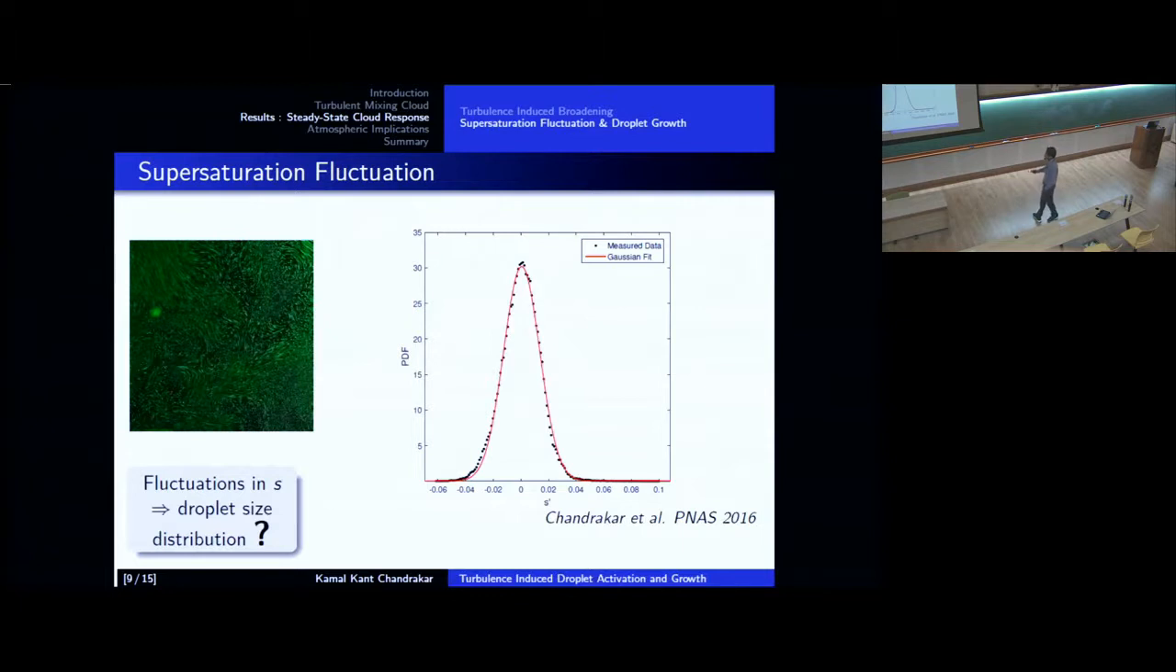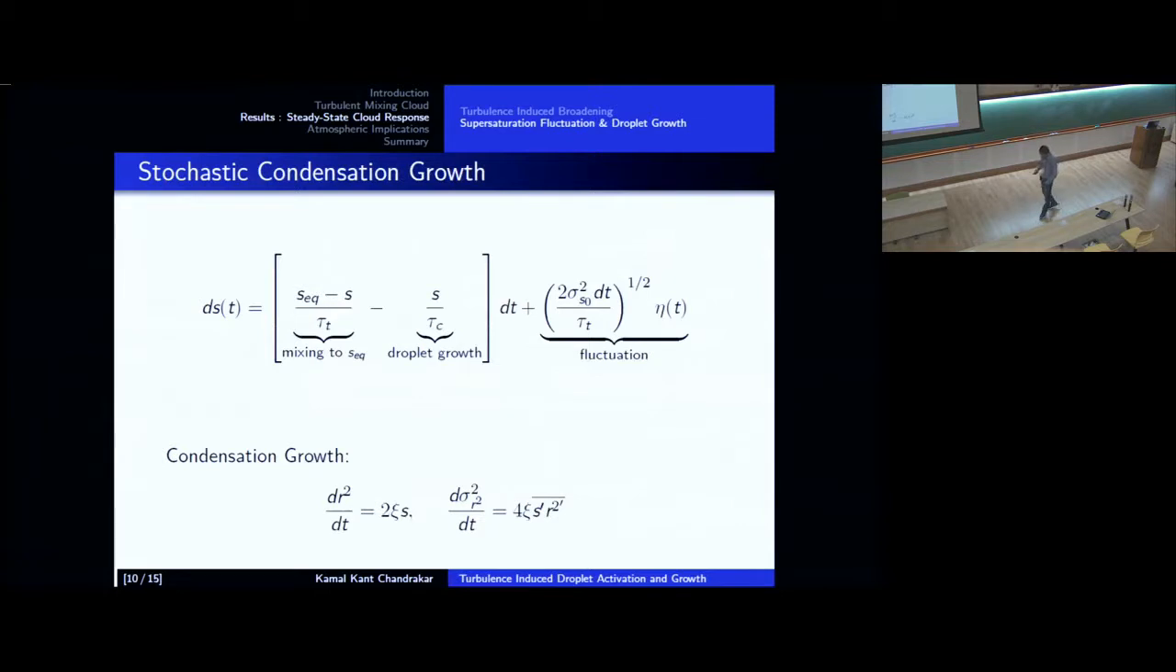So how does this fluctuation affect the growth of the droplet size distribution? To study that, we did some stochastic differential equation modeling using the Langevin equation, similar to the modeling used by Professor Stephen for turbulent flow fields. Here, the term inside this big bracket is the mean drift term. The first term corresponds to the turbulent mixing. S equilibrium is the equilibrium value of the supersaturation without any cloud droplets, and tau t is the turbulent correlation time.